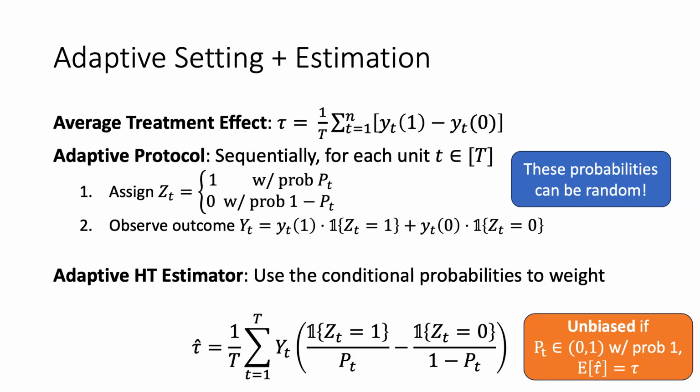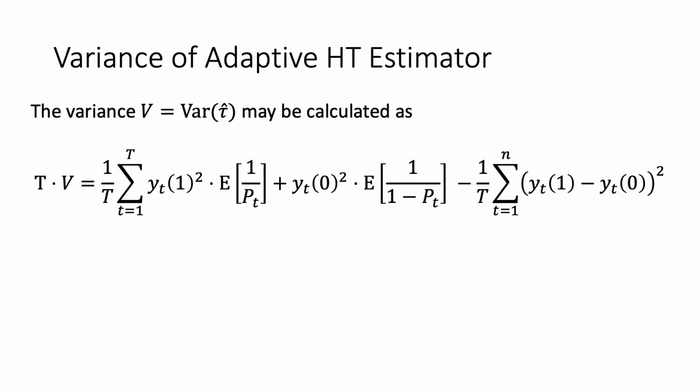Okay, so let's see here. We're going to use the adaptive Horvitz-Thompson estimator here, and now let's calculate what the variance is. The variance of the normalized Horvitz-Thompson estimator will have a similar form as beforehand. There are two main terms. This first sum is over all of the units, and it has the outcome under treatment squared times the expected 1 over the probability. The probability is random, so that's why the expectation shows up here. And then we have YT0 squared times the expectation of 1 over 1 minus the probability.